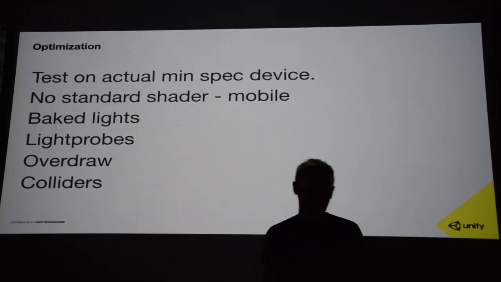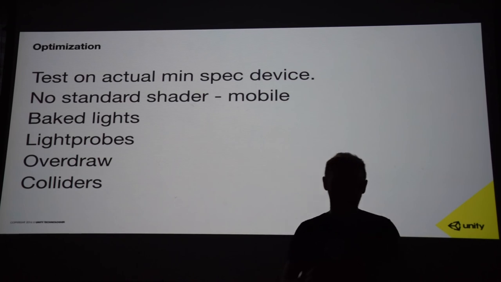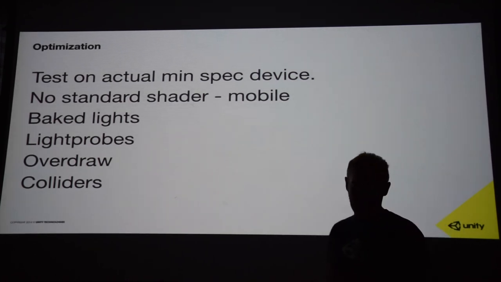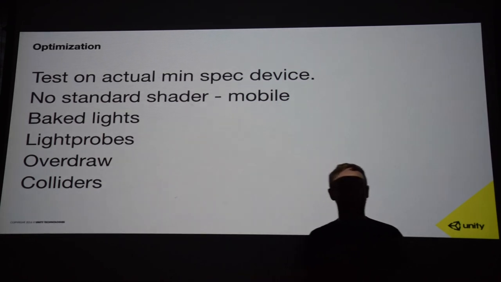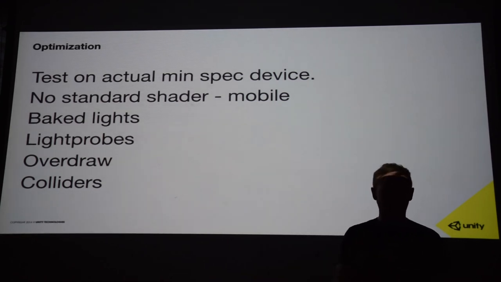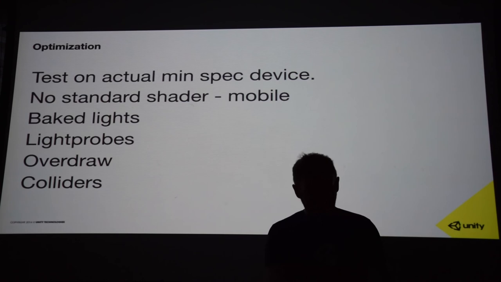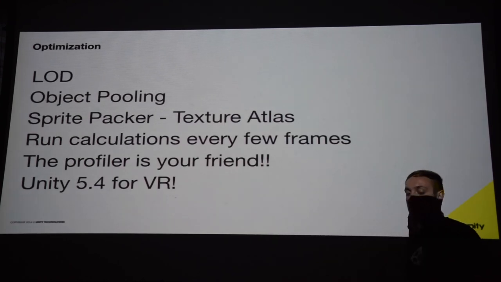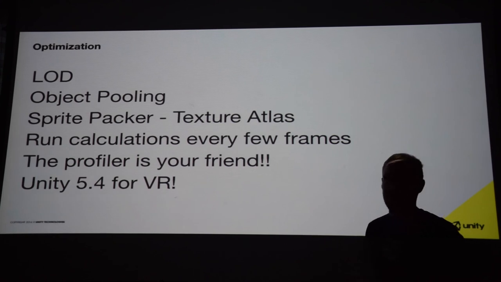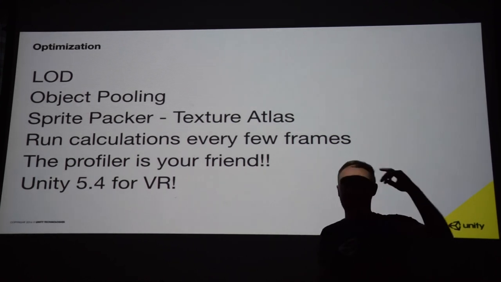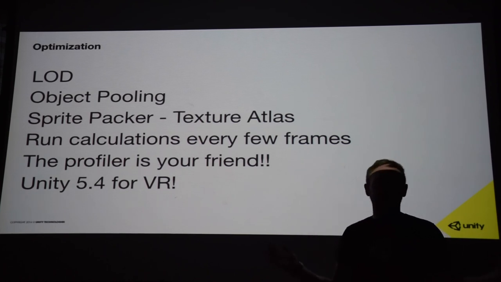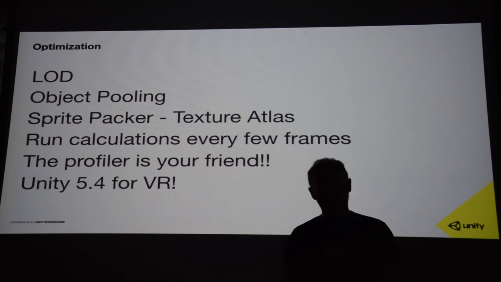Light probes, really good. Check out the overdraw, you can actually see it in the Unity editor when you flick to the scene view, you can enable overdraw. And colliders, try not to use mesh colliders, especially on big worlds or environments. Level of detail, you are in this one spot, you don't need to look into the very distance and see a ridiculously high res object. Things around you are meant to be high res, but use Unity's LOD system.